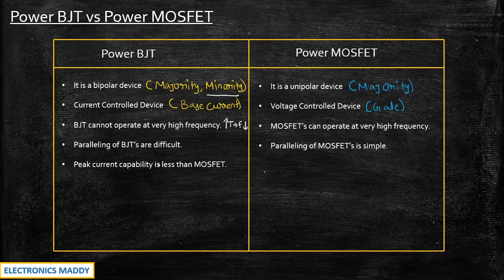Peak current capability is less than MOSFET. Why is this statement mentioned? It is because of the previous statement. So why do we do paralleling generally? It is to increase the current handling capacity, isn't it? So when we are not able to achieve more paralleling of BJTs, obviously the peak current capability will be very less, and that is why peak current capability is less than MOSFET for power BJT. Whereas paralleling is quite easily possible in MOSFET, and that is why the current handling capacity will be more. So when the current handling capacity is more, obviously the peak current capability will be higher than BJT.